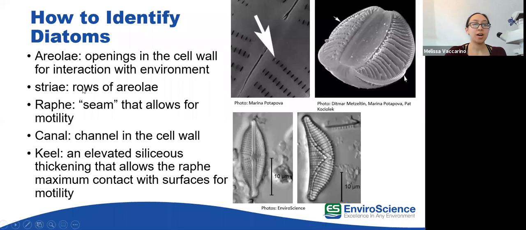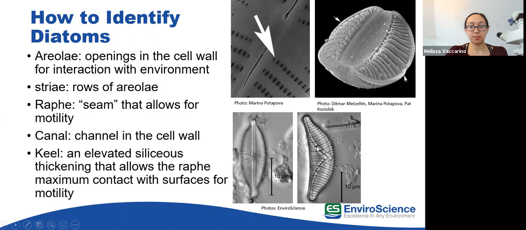So in this example here, you can see the areolae, and they are arranged in rows of striae. The raphe is this line here, which allows for cell motility. Not all diatoms will have a raphe, and some will have more than one. A canal is the channel in the cell wall. So in this case, the raphe is inside the channel and allows for a specialized motility.